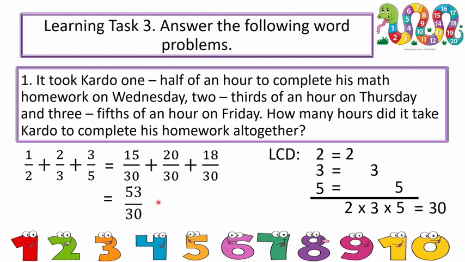So if it is the number of hours, you have to change it to a mixed number. In changing it to a mixed number, we just simply divide the numerator by the denominator. So 53 divided by 30 is 1. And there is a remainder, which is 23. So 23 will be written in the numerator, then over the denominator, which is 30. So the answer is 1 and 23 over 30 hours.